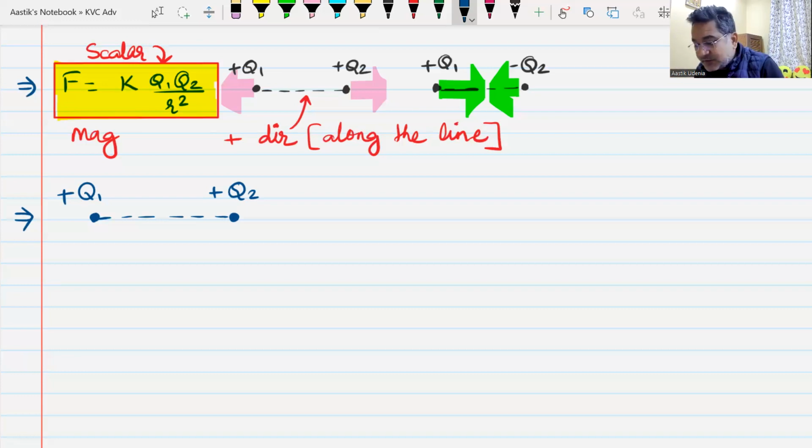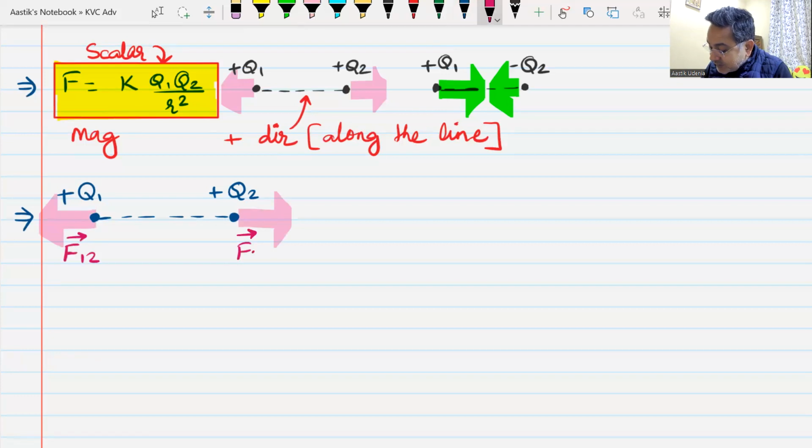Will these two charges experience attraction or repulsion? Repulsion, sir. So the forces on these would be directed like this, yes or no? Let me call this force F vector 12, and this force F vector 21. What is F12 and what is F21? F12 is the force on 1 due to 2, and F21 is the force on 2 due to 1. You understand this? Yes, sir.